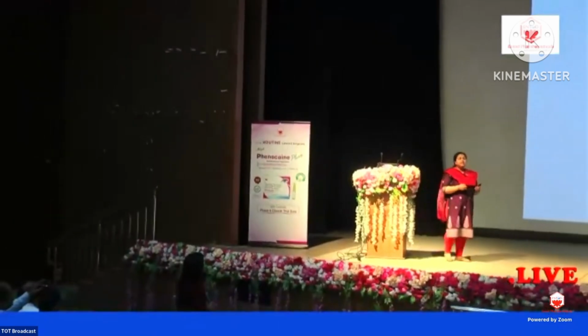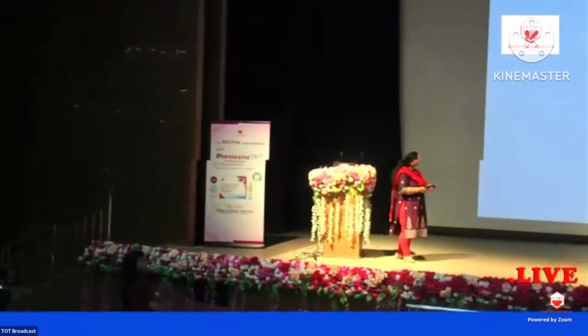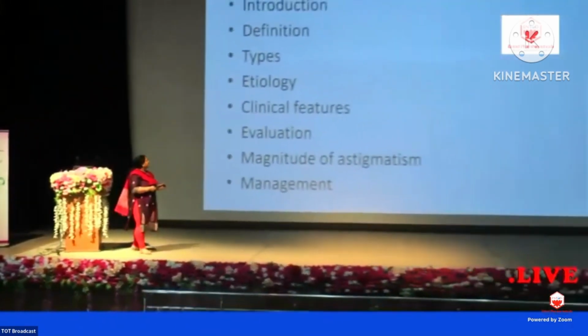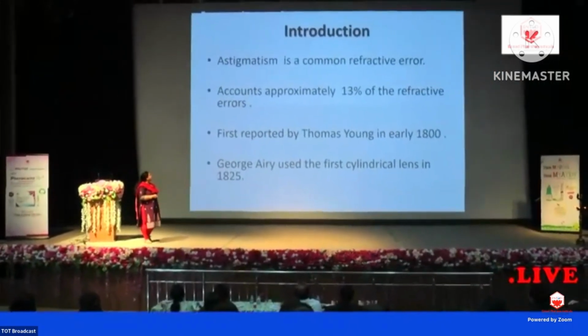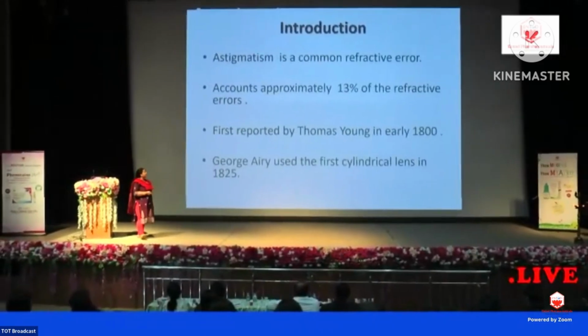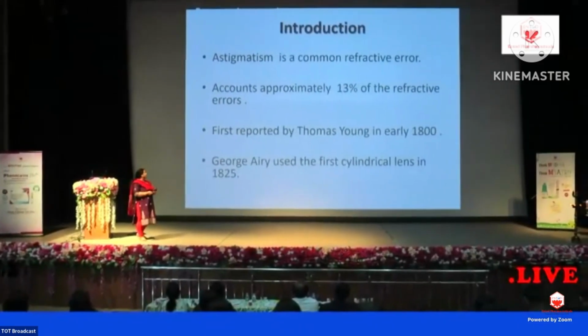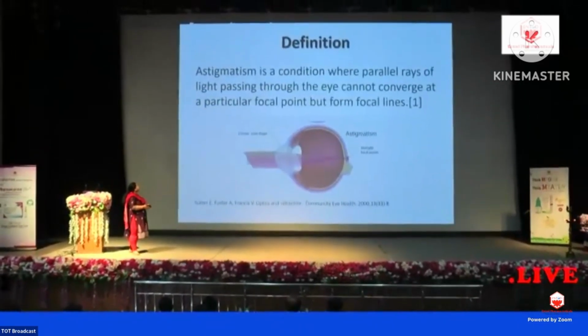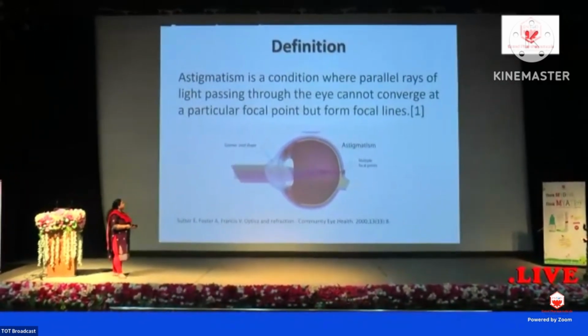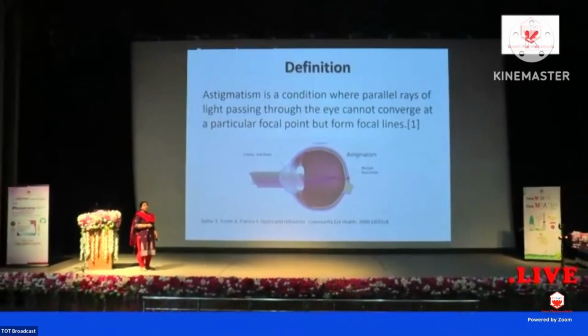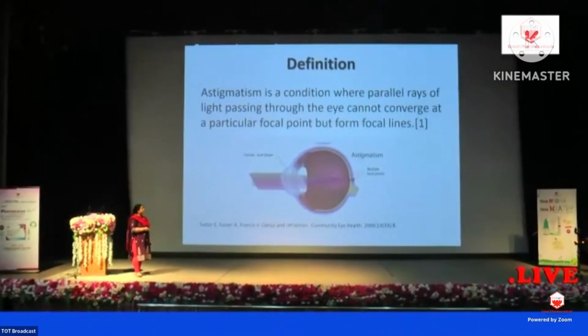Today we'll be learning something about astigmatism under the following headings. Astigmatism is a common refractive error which accounts for 13% of the refractive errors. It was first identified in 1800 by Thomas Young. It is defined as a condition where the parallel rays of light passing through the eye cannot converge at a particular point but form a focal line.